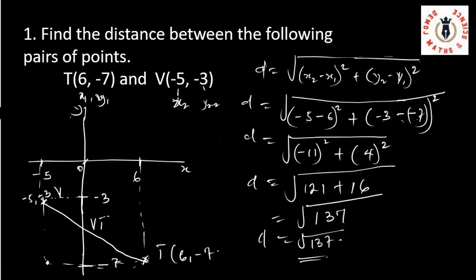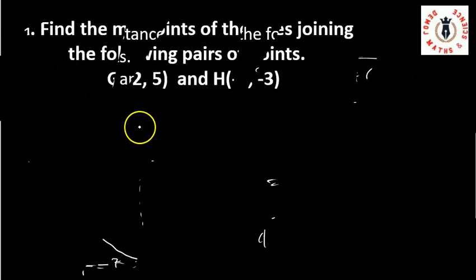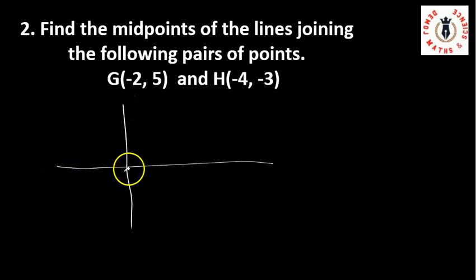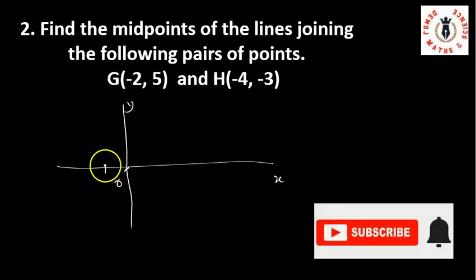Now let's see the second question. For our second question, we are to find the midpoint of the line joining the following pairs of points. Let's go to our Cartesian coordinate once more. This is the middle, we mark it 0. Here's our y-axis and here's our x-axis. For my x1, I have it at minus 2. And for my x2, I have it at minus 4. For my y1, I have it as plus 5. And for my y2, I have it at minus 3.